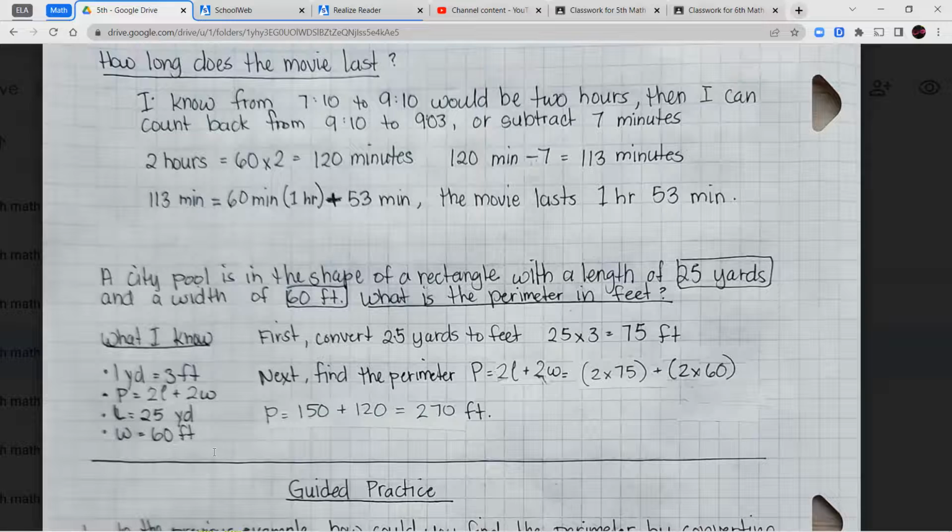So 2 times 75 is 150, and 2 times 60 is 120. 150 plus 120 is equal to 270 feet. So the perimeter of the pool is 270 feet.